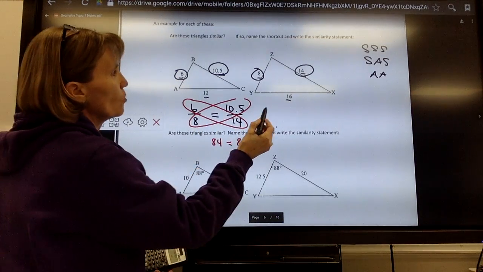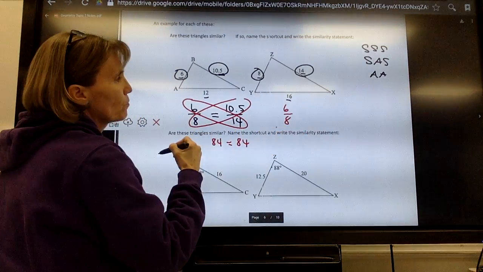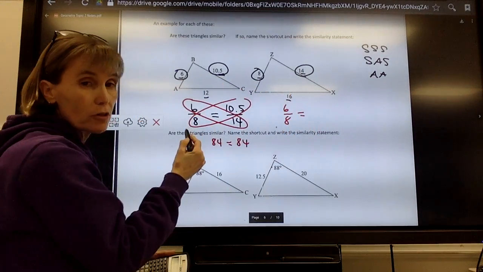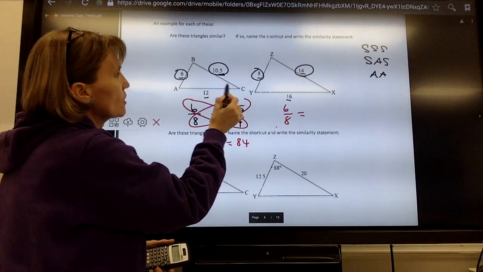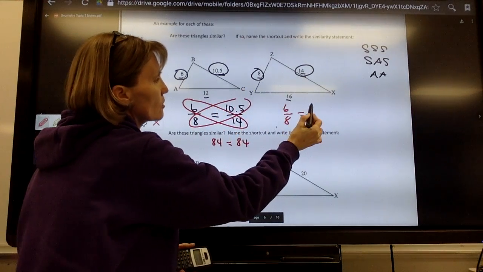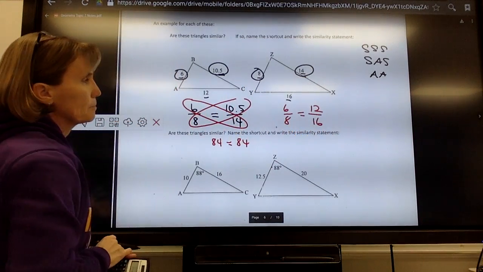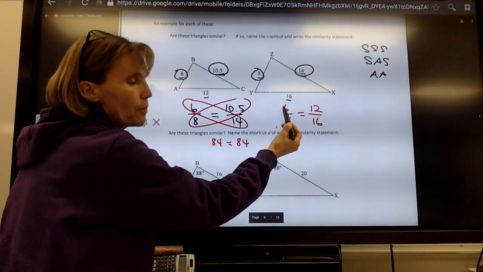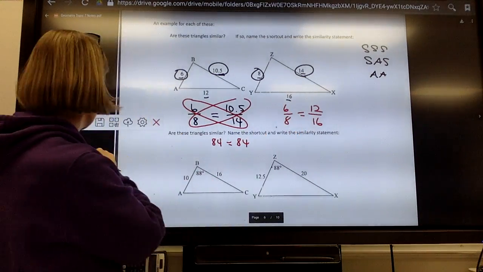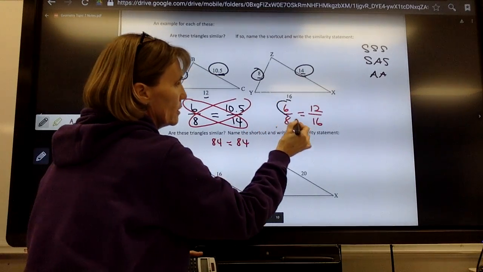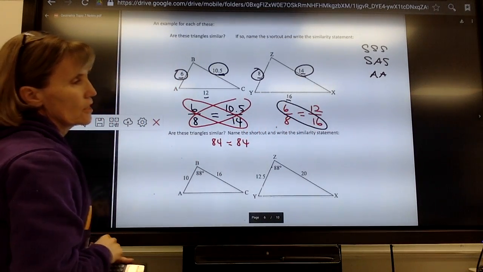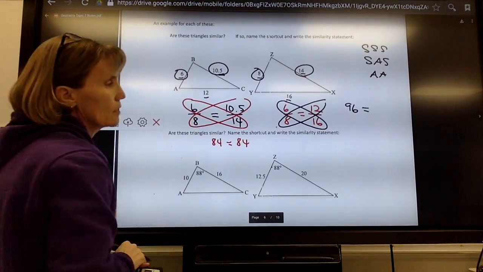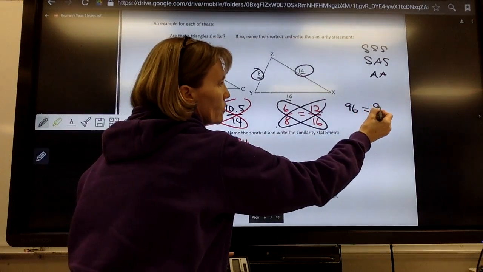And I've got to test another one. I'm going to say 6 over 8, go back and use that 6 over 8 again. I could have used 10.5 and 14, but I'll choose smaller numbers. So 6 over 8, is that proportional to 12 over 16? Again, 6 and 12 are coming out of the same triangle. They're both in the same place in the ratio. I'm going to test the cross products. So I'm looking at this product, 6 times 16 is 96. Does that equal 8 times 12? That also equals 96.